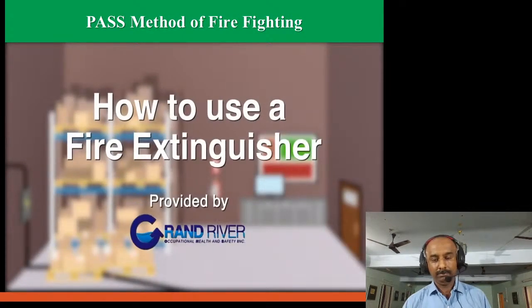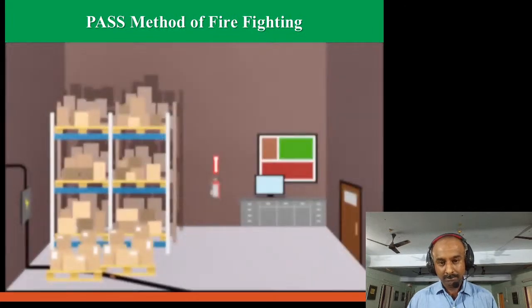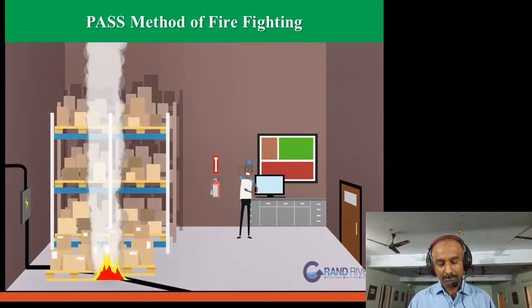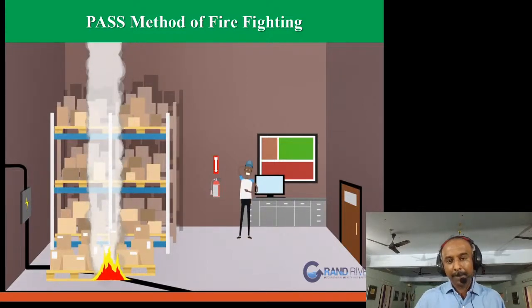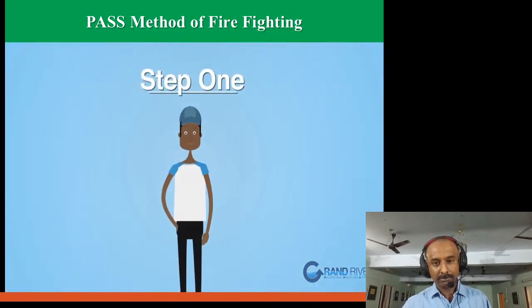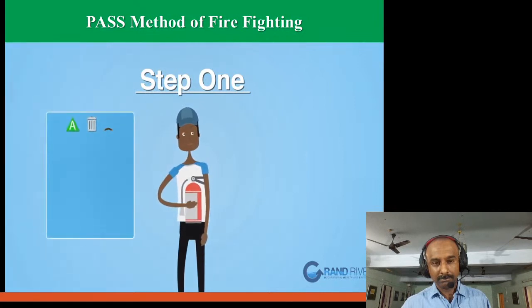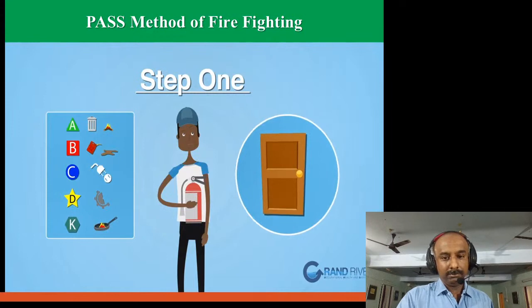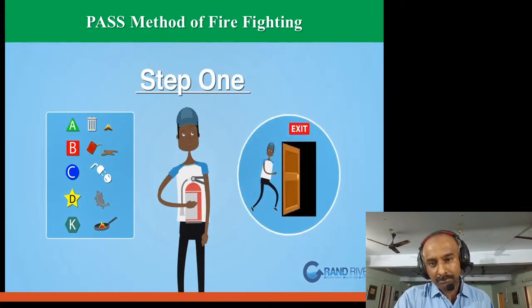How to use a fire extinguisher. In this short video, we'll cover how to properly use a fire extinguisher using the PASS method. Now, it's important to note that if a fire does occur in your workplace, that you follow these three important steps. Step 1. Once you've seen the fire, first grab the closest fire extinguisher, ensuring it's the correct type and class appropriate to extinguish the fire, and always make sure to keep your back to an unobstructed exit. If you do not think that you can put out the fire safely, make sure to evacuate the building.